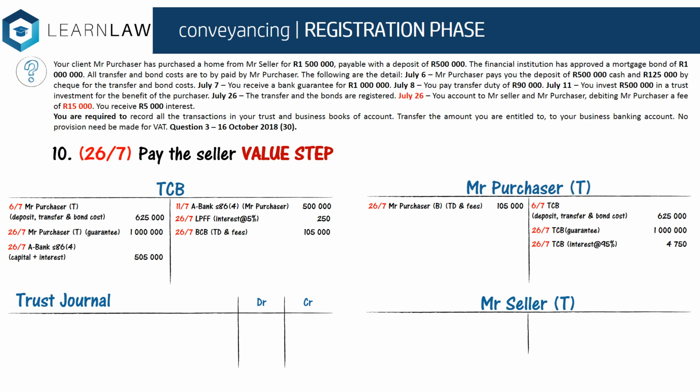The purchase price is 1.5 million Rand and needs to be transferred from Mr. Purchaser to Mr. Seller. Accordingly, Mr. Purchaser's trust account is debited with 1.5 million Rand, thereby decreasing the firm's liability towards Mr. Purchaser in the same amount, and Mr. Seller's account is credited with 1.5 million Rand, thereby increasing the firm's liability towards Mr. Seller by 1.5 million Rand.